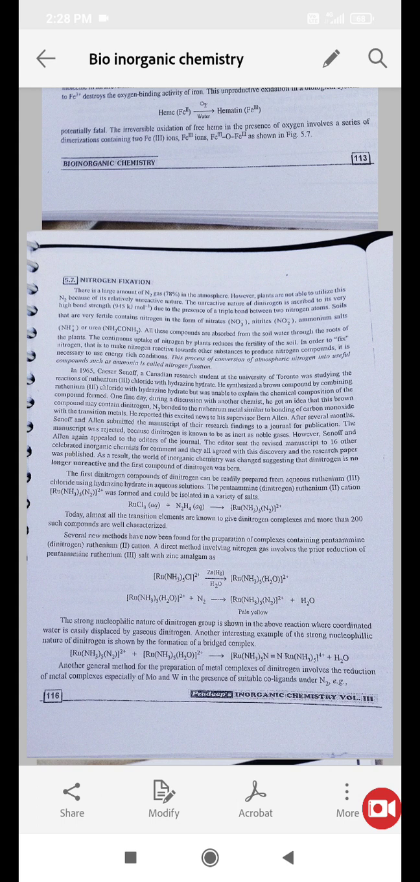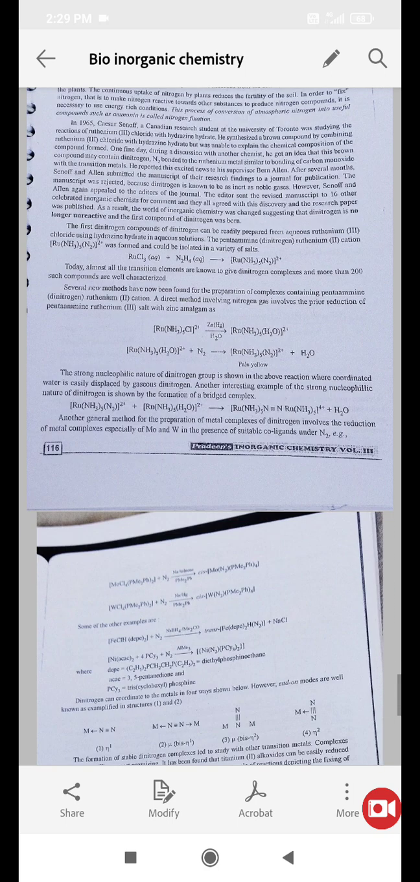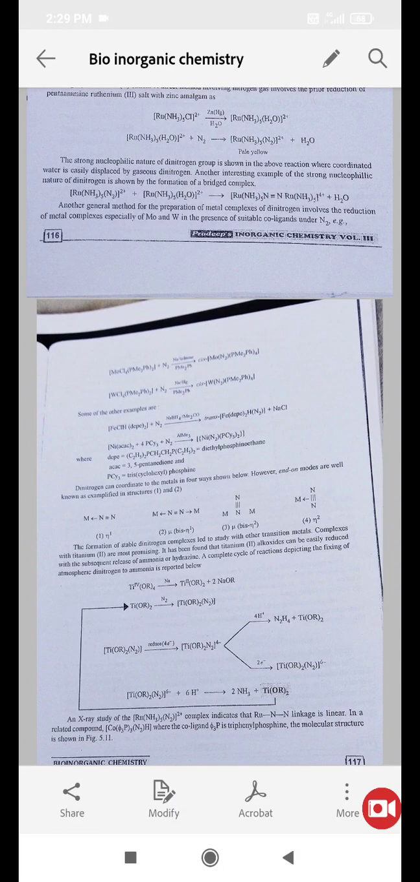The strong nucleophilic nature of the dinitrogen group is shown in the above reaction, where coordinated water is easily displaced by gaseous dinitrogen. Another interesting example of the strong nucleophilic nature of dinitrogen is shown by the formation of a bridged complex. Another general method for preparing metal complexes of dinitrogen involves the reduction of metal complexes, especially of Mo and W, in the presence of a suitable coenzyme under nitrogen gas. These are some reactions. Nitrogen can coordinate to the metal in four ways shown below.